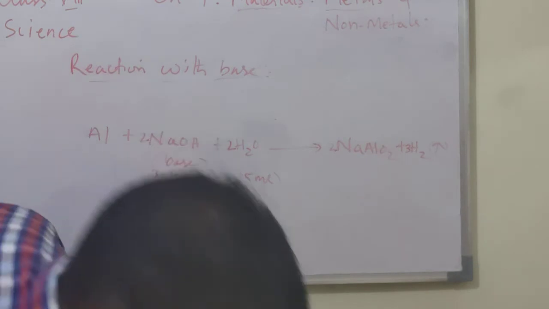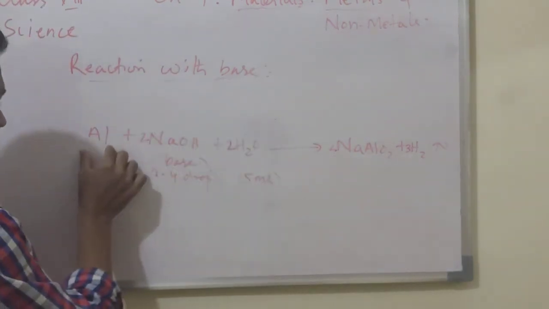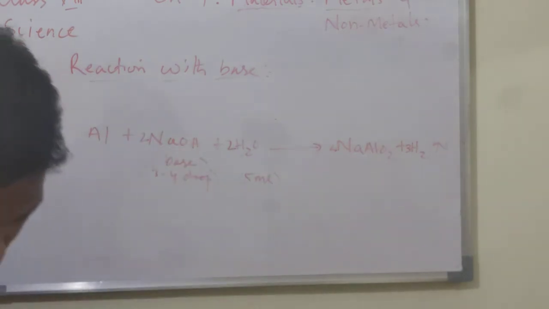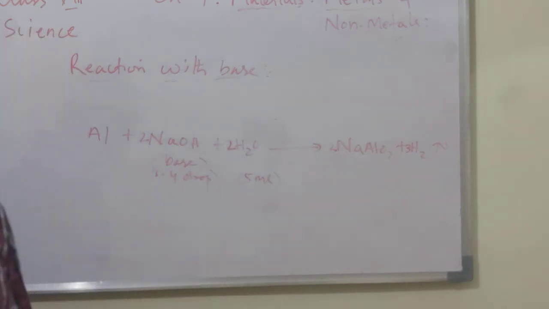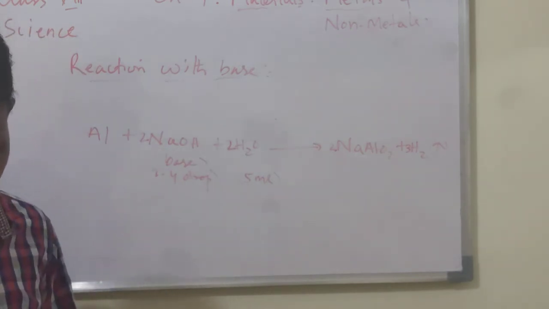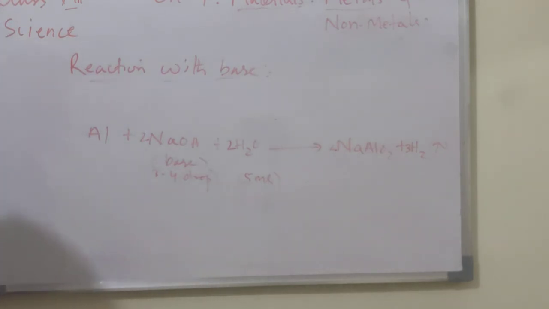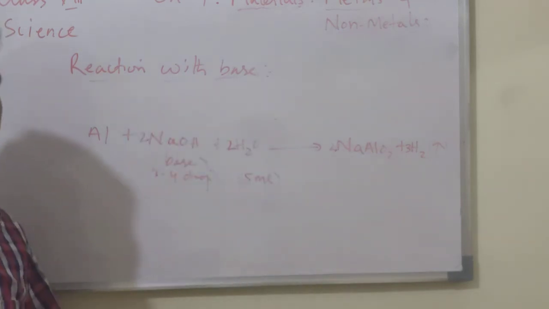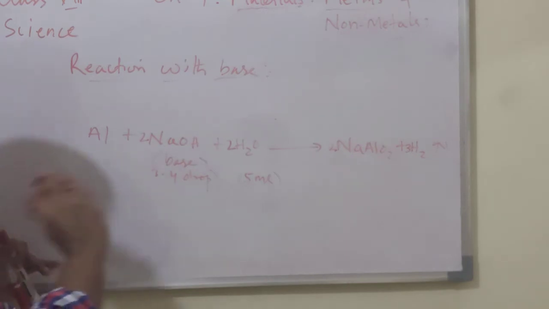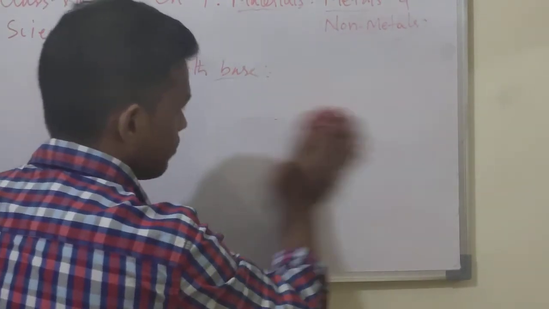Now we will study displacement reactions. Here, reaction with acid: aluminum is a metal. But what about non-metals? The reactions of non-metals with bases are very complex, so they are not explained in 8th class. You will study reaction with bases in higher classes, 10th, 11th, 12th, where vast and complex chemical equations are there.